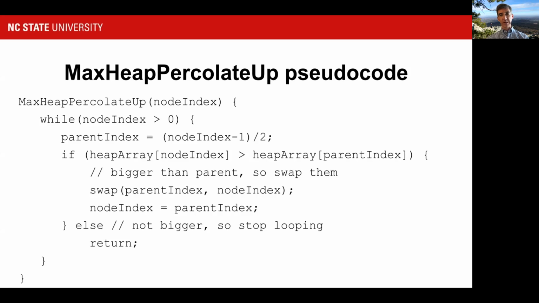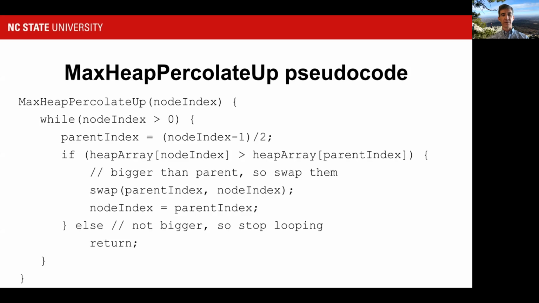We have to stop. So that's our boundary condition. If node index is 0, we've reached the root and there's nothing else to do. So while node index is greater than 0, we calculate the parent of our current node. And so the parent, we would use that formula we talked about. It's (node index minus 1) divided by 2. And this will tell us the parent.